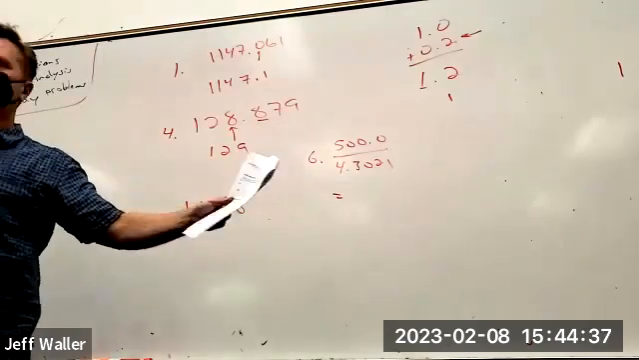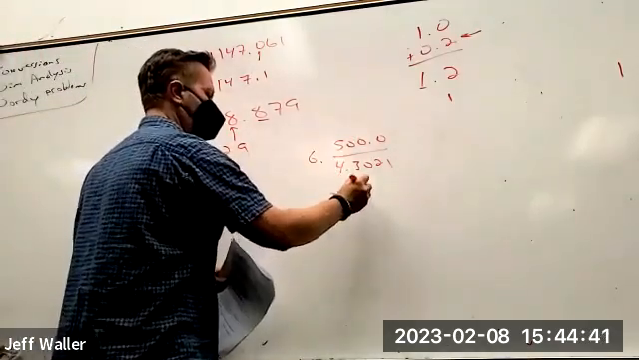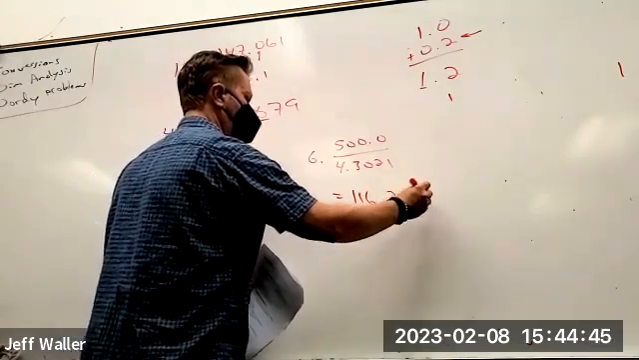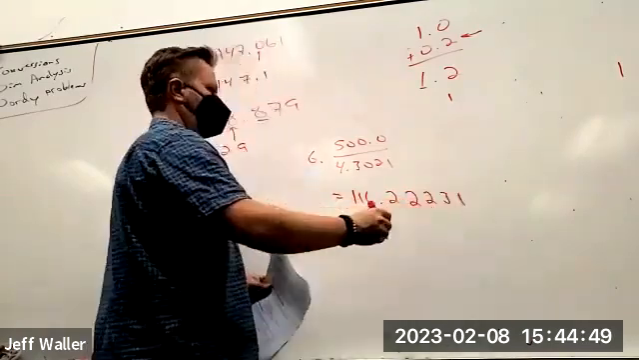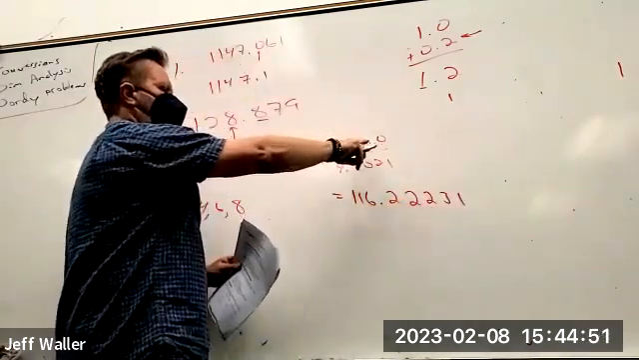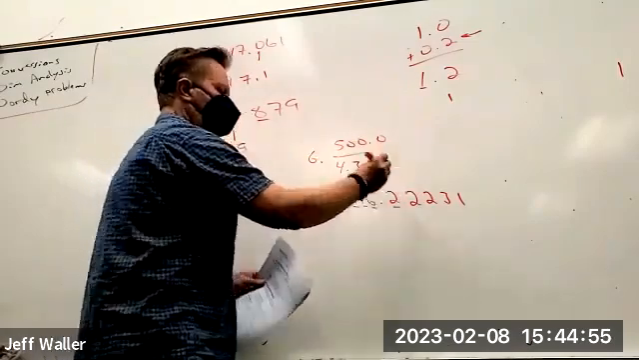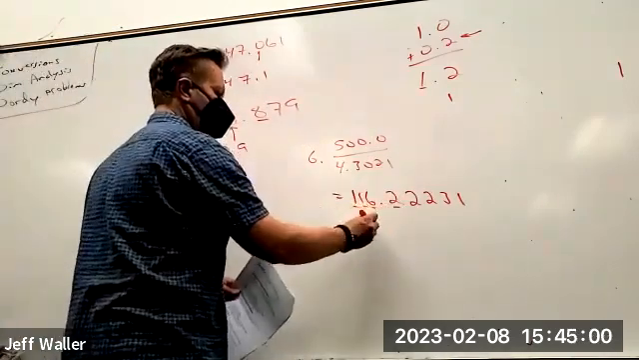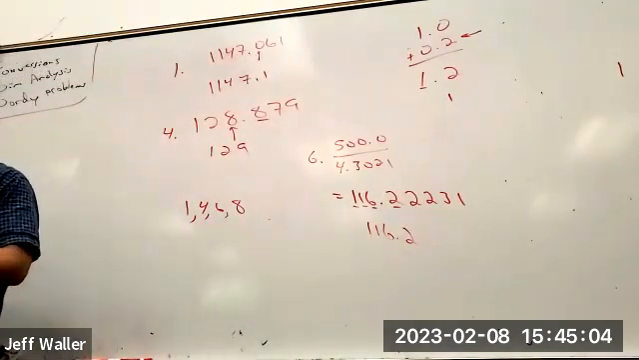How big is that? 116.22. And now I have to round it to have 4 sig figs, right? 1, 2, 3, 4. That's exactly how you do it. So we're going to round it to this place. So 116.2. Cool. Did you get that one right?